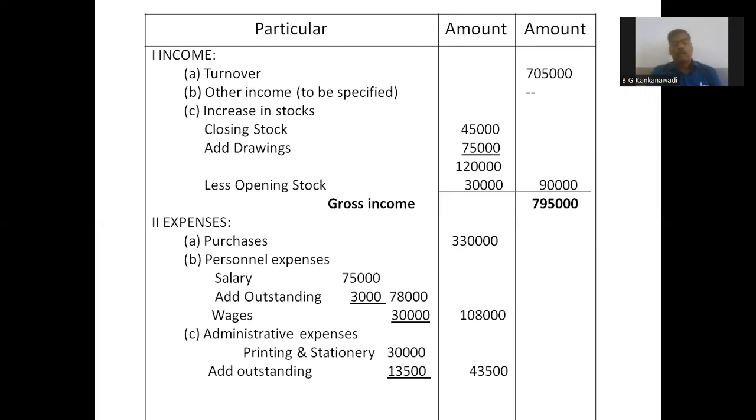43,500. Next, you take the selling expenses. Under the selling expense, advertisement comes. You write the advertisement one item, that is 30,000. Okay.